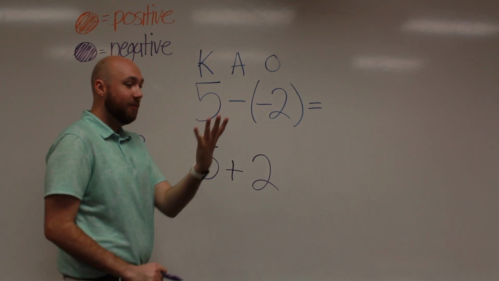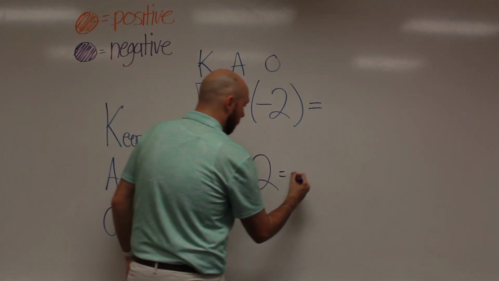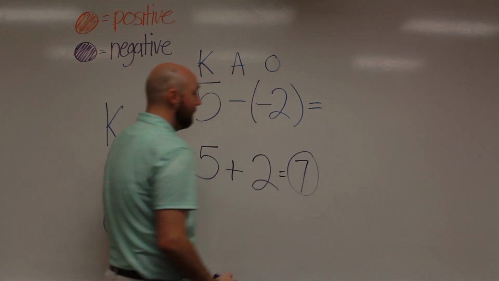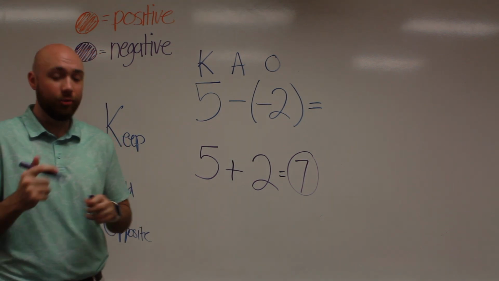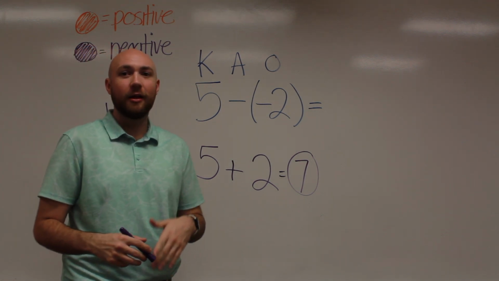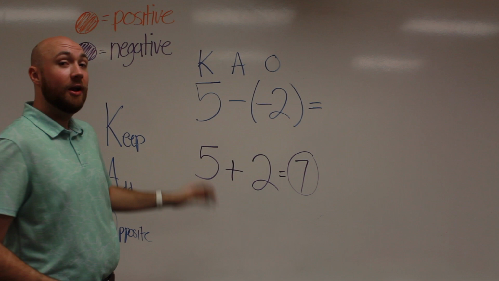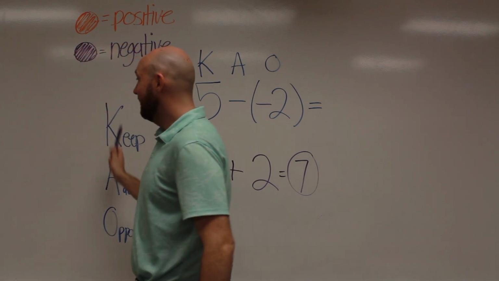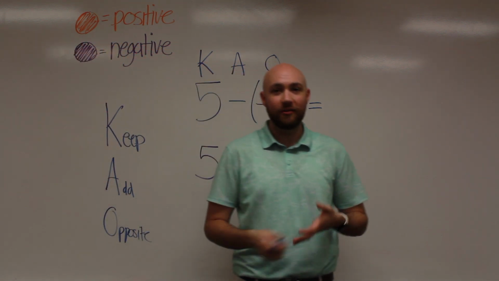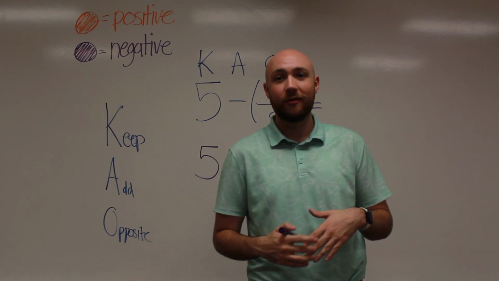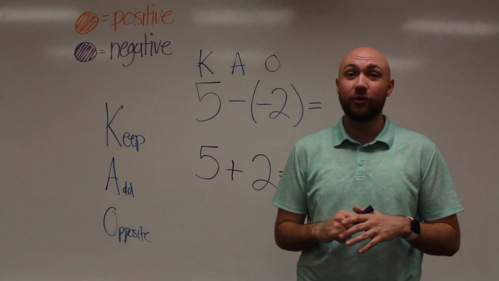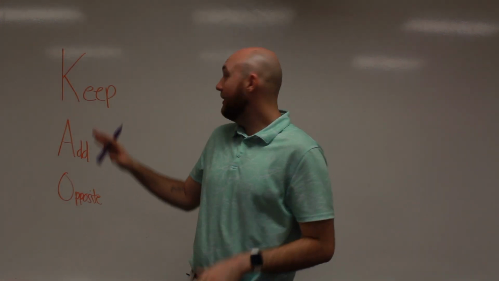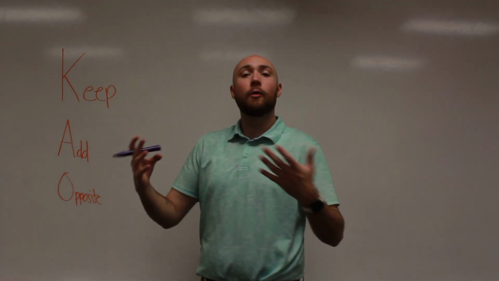Easy. Finger math, right? 5, 6, 7. So now we got 7. We got the same answer doing this method. I'm going to run through a couple more problems just to get a little more practice with this strategy. But I think this is the best strategy to use when we're subtracting integers, and I would highly recommend doing this when you see a subtracting integer question. All right. Okay. So let's practice the keep, add, opposite once more.